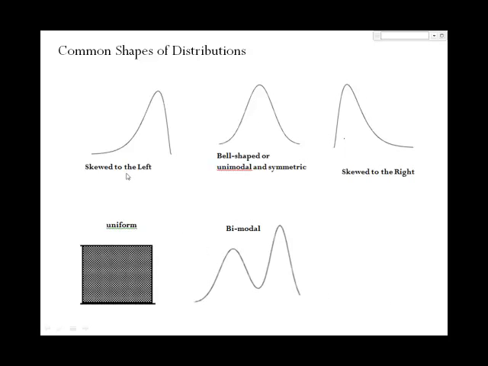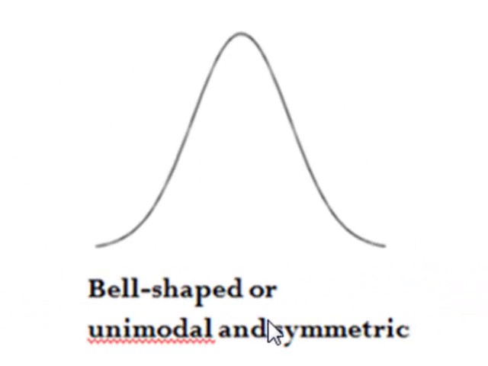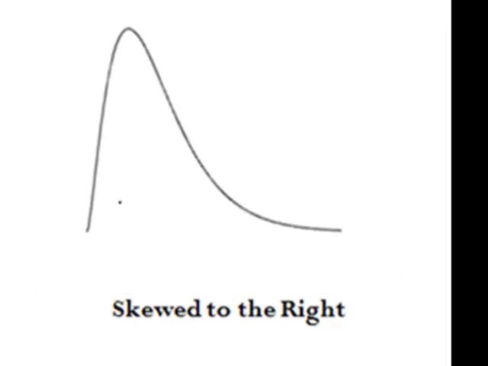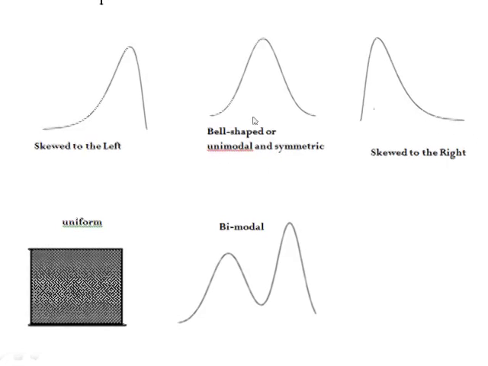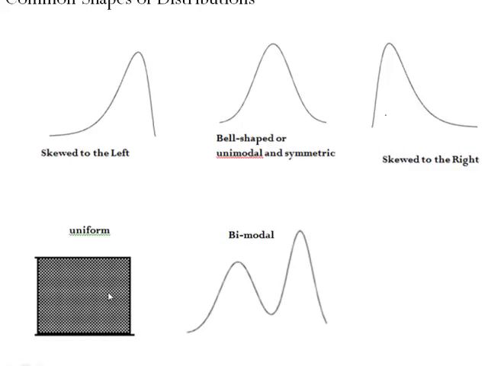Some fairly common shapes are skewed to the left, bell-shaped or unimodal and symmetric, skewed to the right, uniform, and bimodal. Notice that for the distributions that are skewed either to the left or the right, an easy way to remember it is the skewness follows the tail. So the tail of the distribution here is on the left-hand side, on this side is on the right-hand side. A bell-shaped or unimodal distribution could not be described just as symmetric, because a uniform distribution is also symmetric, as are many others.